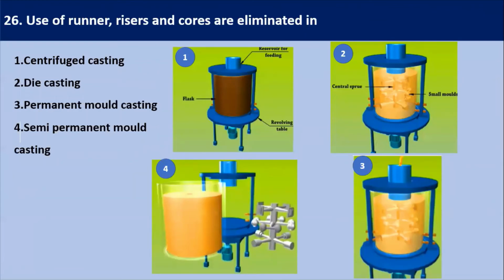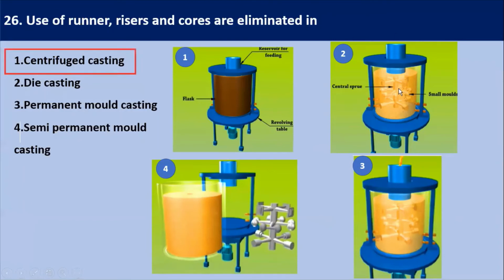Use of runners, risers and cores is eliminated. Even here we know very well that in centrifuge casting we never use the runner, riser and cores. If you see the first diagram, it consists of a flask, a revolving table and a reservoir for the feeding of the molten metal.